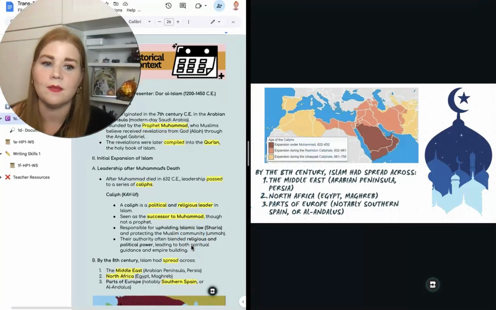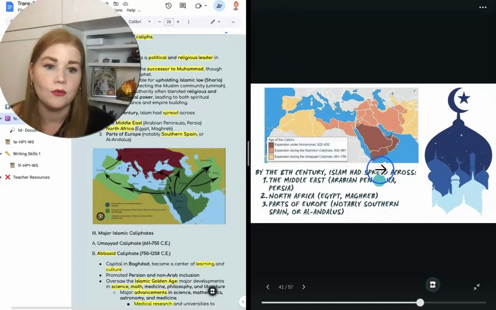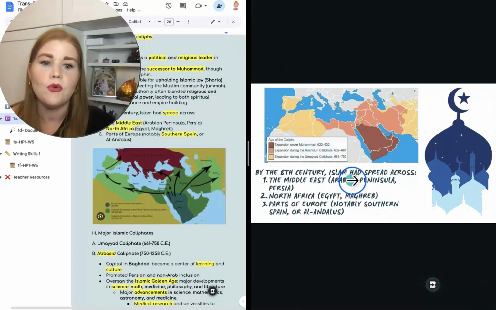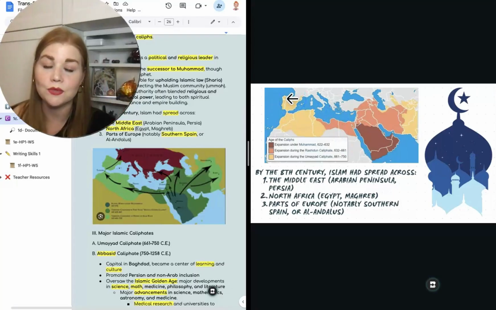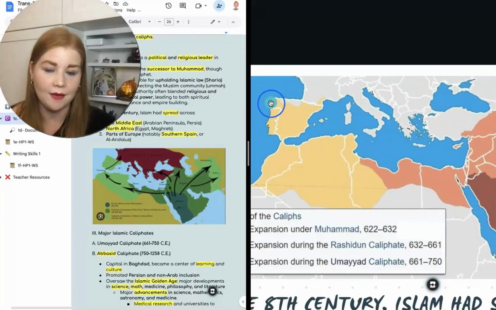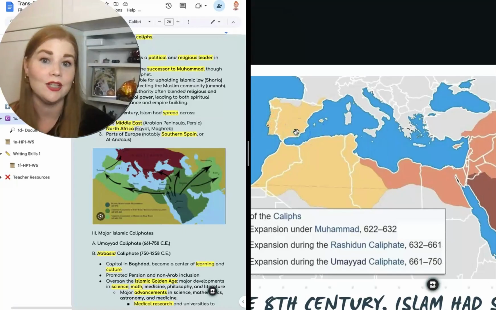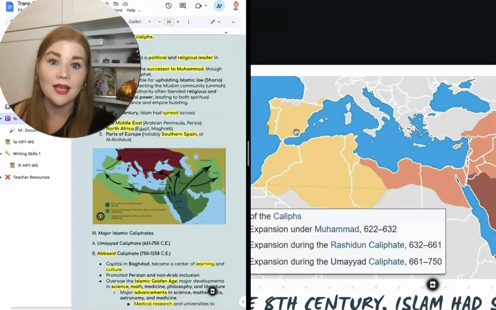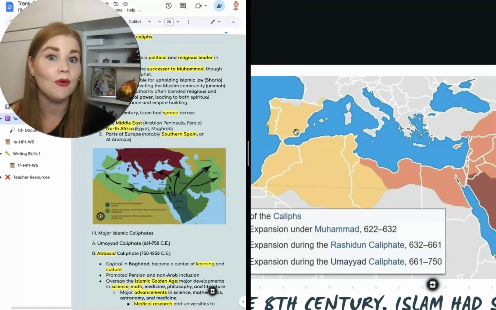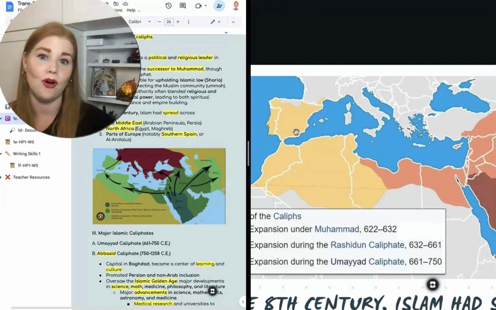So by the 8th century, Islam has spread across the Middle East, which is our Arabian Peninsula, North Africa, into Egypt, and even into parts of Europe. It's important to remember that this is Spain today, and especially southern Spain is going to be a stronghold of Islam well into the 1450s, 1700s, when we're going to see stronger Christian leaders pushing these Islamic people as well as Jewish people out of what we call Spain today.